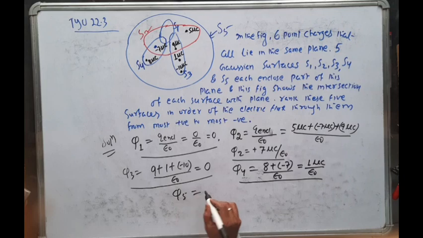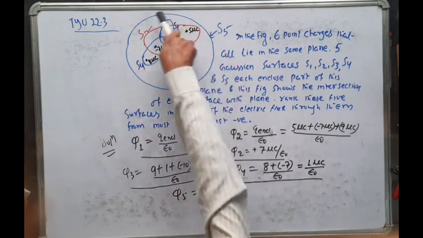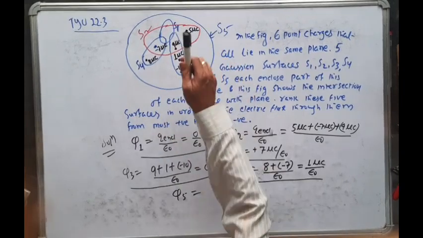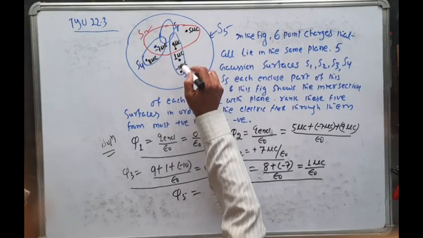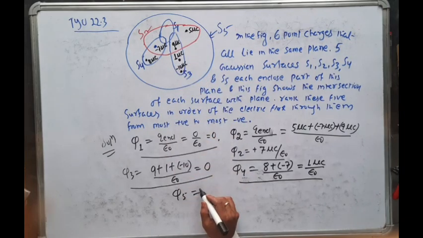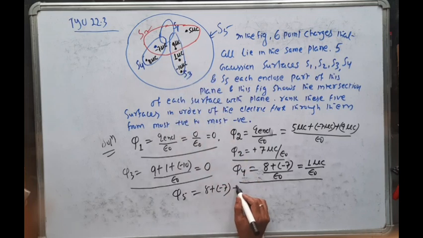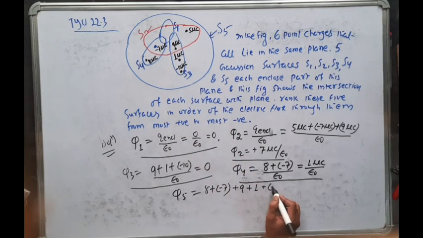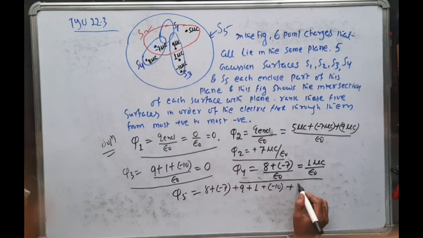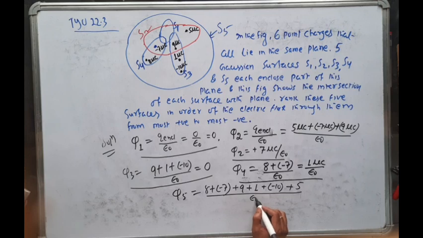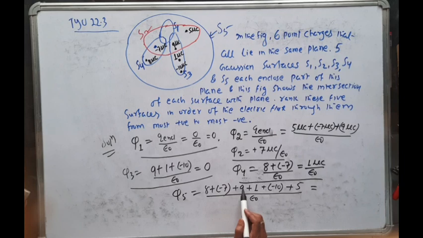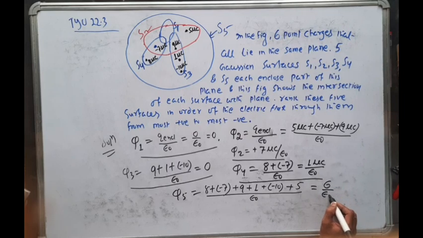Then what is the flux through the fifth surface, the last closed, outer surface? Within the outer surface, what are the various charges? So 1, 2, 3, 4, 5, 6 charges are there. So just add all the charges. The total flux is equal to 8 plus -7, so here 9 plus 1 plus -10 plus 5 microcoulomb divided by epsilon naught. So that is equal to 1, 9, 10, 11, 1, 5. So 6 microcoulomb by epsilon naught. So this is your phi 5.